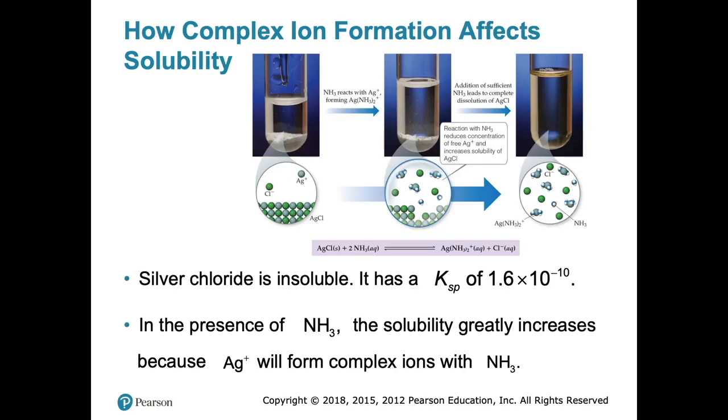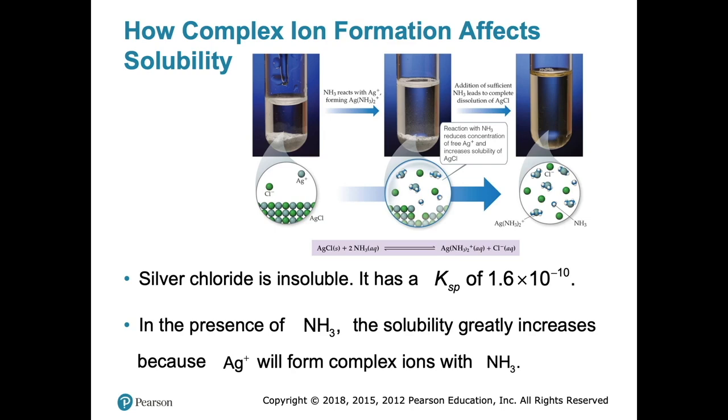So silver chloride is actually insoluble because it has a Ksp of 1.6 times 10 to the negative 10, right? In the presence of ammonia, the solubility greatly increases, because silver will form a complex with the ammonia ions. So here we have not sodium chloride, but silver chloride. It's a solid right there. There's only one ion of chloride and one ion of silver in there. So most of it is insoluble, right?